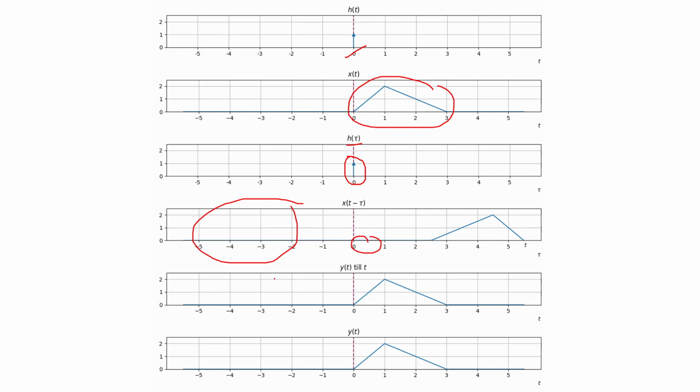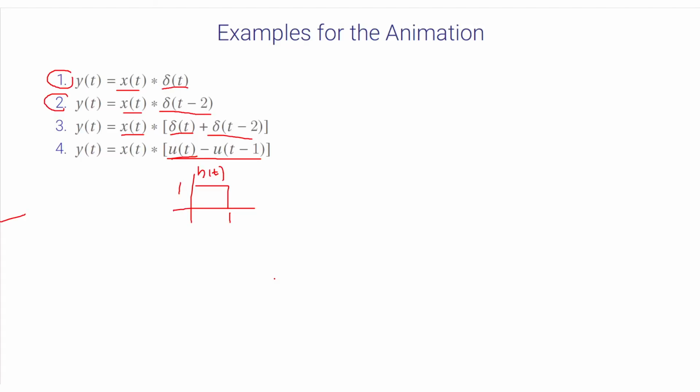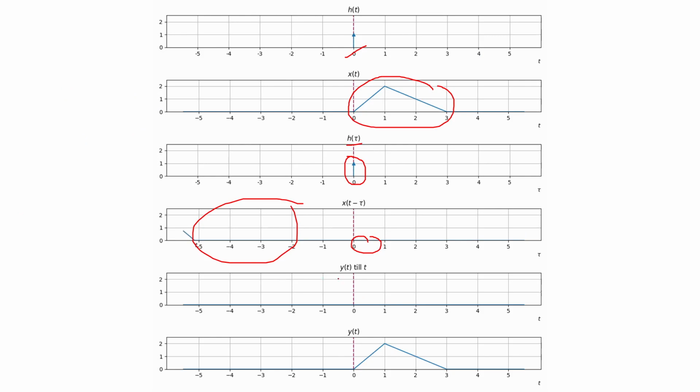So maybe we can see this again. You can see this is with small t, the reflected signal x(tau) is moving. Okay, now there will be overlap very shortly with the impulse. Now there's an overlap. So this value right here is what you're going to see here.